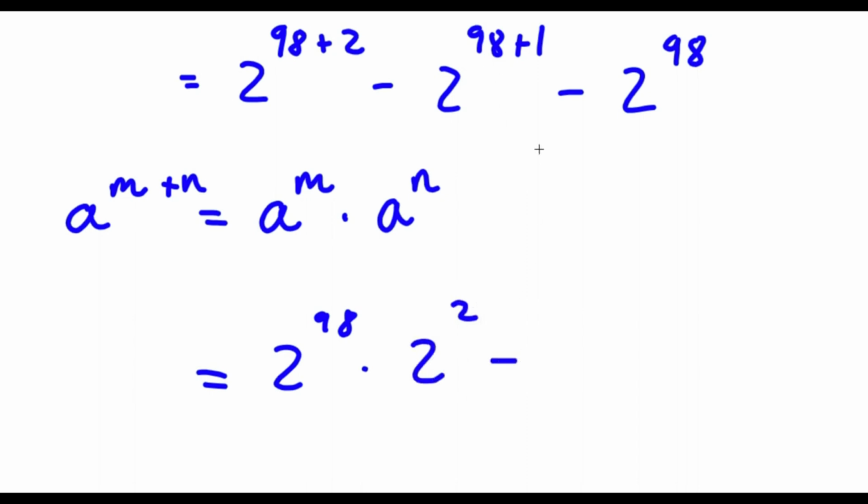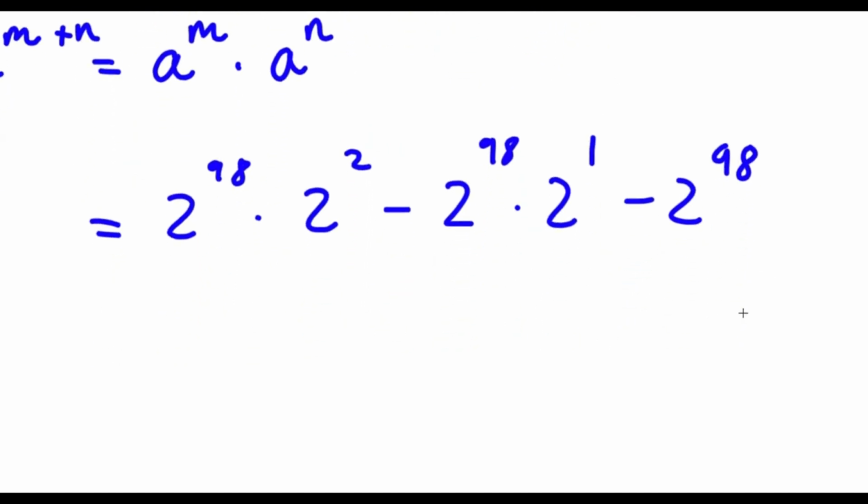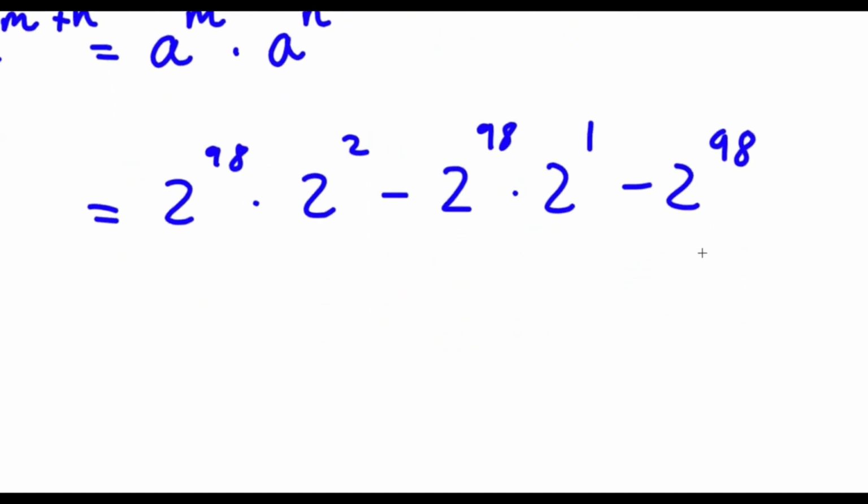Now I have this minus 2 to the power of 98 plus 1, which is going to equal 2 to the power of 98 times 2 to the power of 1. And 2 to the power of 98, we're simply going to leave that by itself. We're not going to change that. So now from here, you can see that all three of these terms have 2 to the power of 98 in them. So now if I factor out 2 to the power of 98, I get 2 to the power of 98 times, well, 2 to the power of 98 times 2 to the power of 2 divided by 2 to the power of 98, simply 2 to the power of 2.